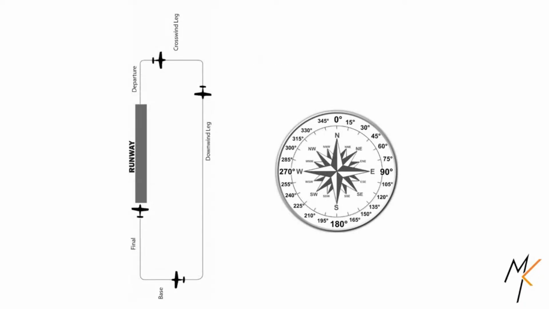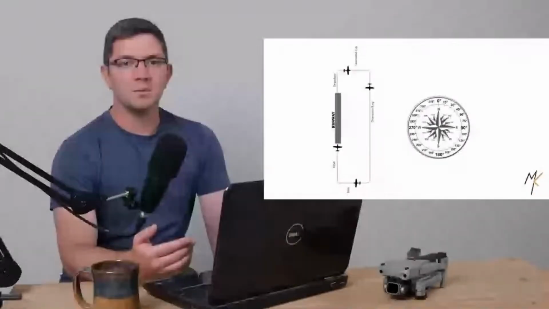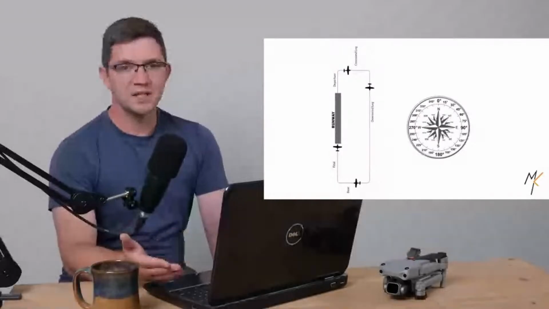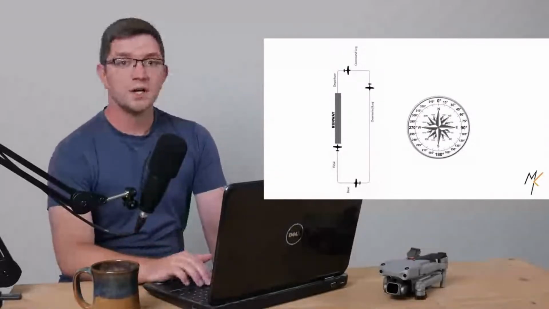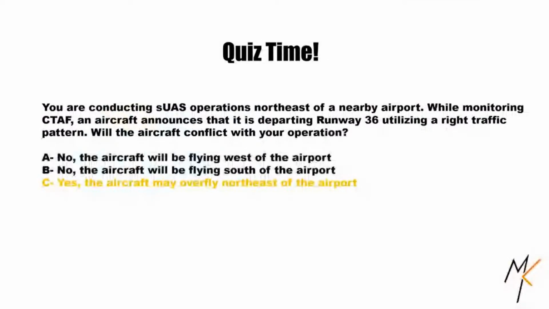So if we are in an aircraft taking off runway 36, does that mean our heading is going to be north, south, east, or west? If you said north, you're correct because heading 360 is always north. So if we take off going north and into a right traffic pattern, that means we are going to be turning in toward the east. So the answer will be yes. The aircraft may overfly our operation.